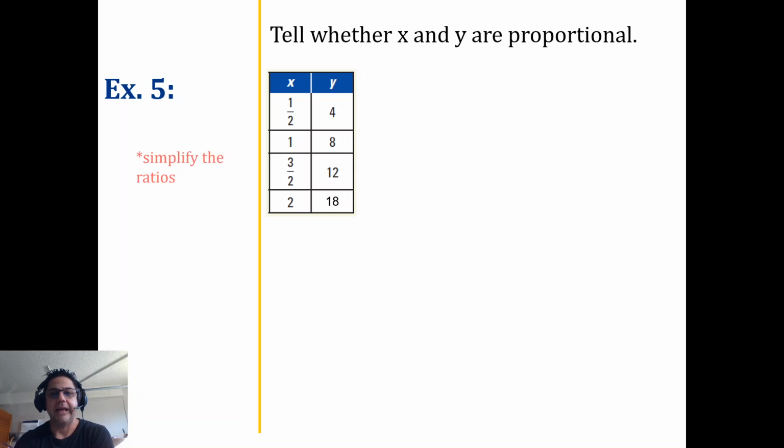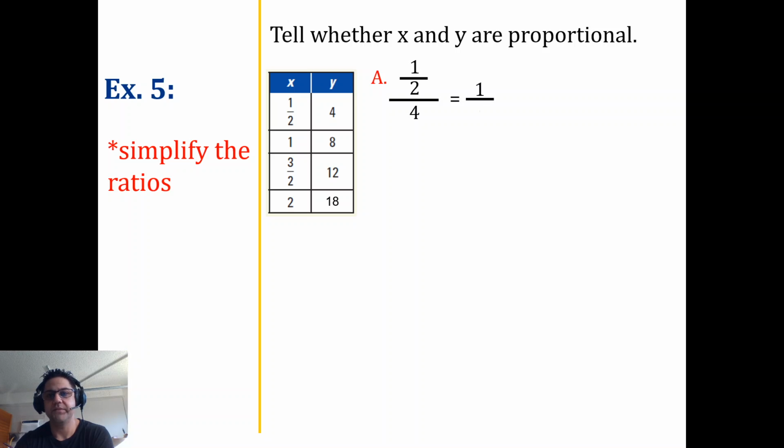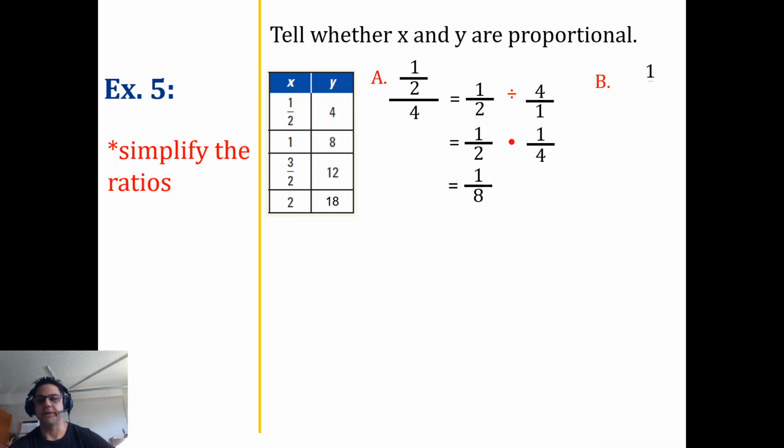All right, scenario A, half divided by 4. Half divided by 4 over 1. Or half multiplied by 1/4. So scenario A gives me 1 over 8. Scenario B, well, 1 over 8. Scenario C, 3 halves divided by 12. Or divided by 12 over 1.